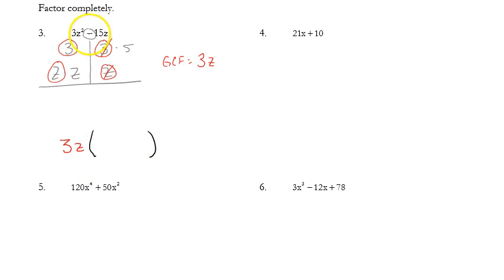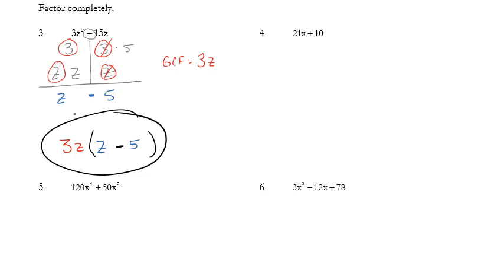This had a subtraction symbol, so I'm going to have a subtraction symbol in here. The leftovers are what goes back into this binomial. It started as a binomial, so the inside of the parentheses still needs to be a binomial. The first term had a z left over. Bring my subtraction down. Second term had a 5. This becomes z minus 5. That's factored completely.